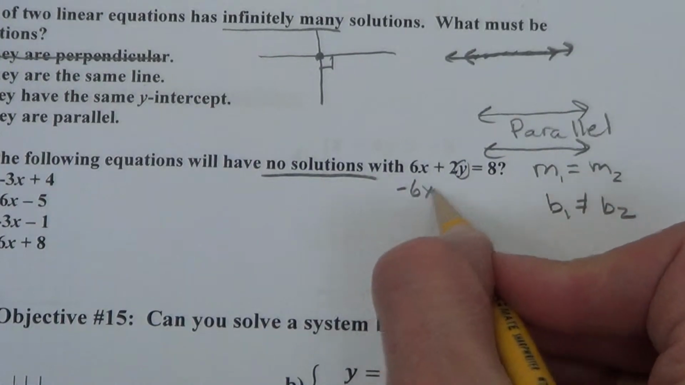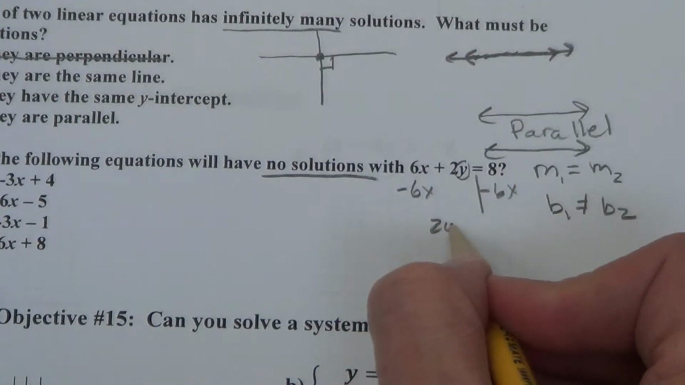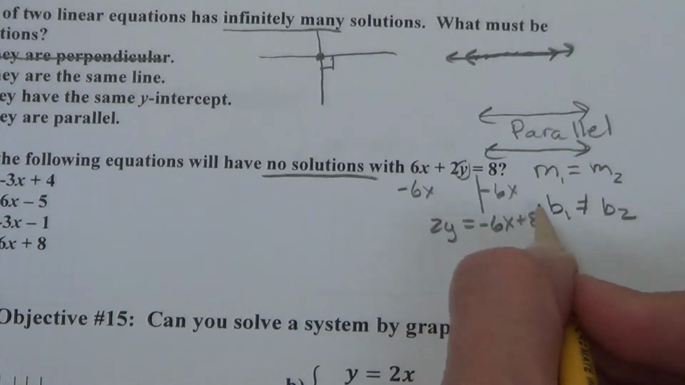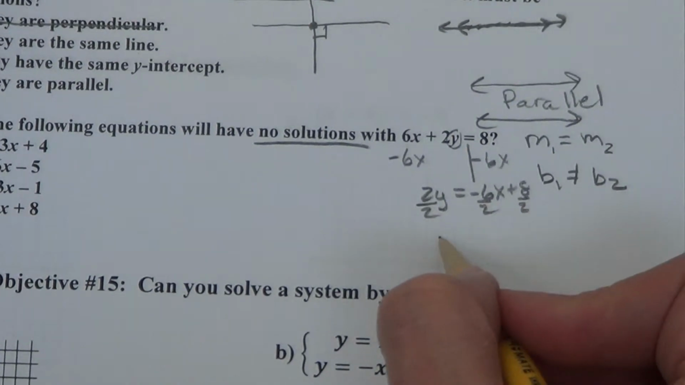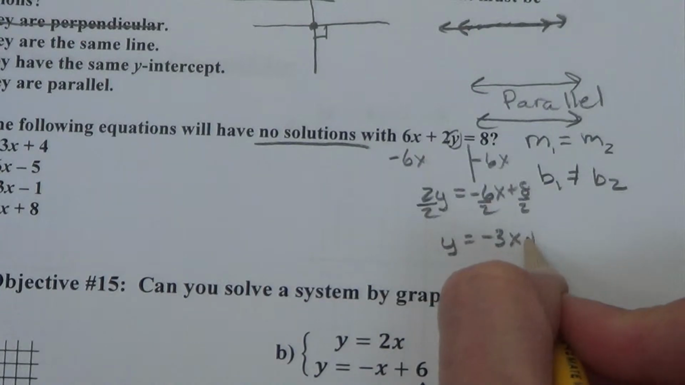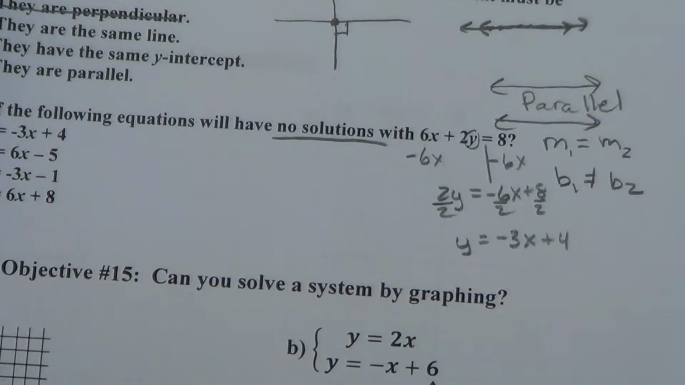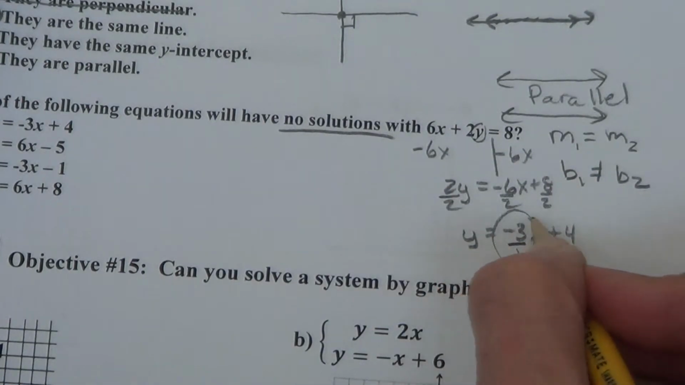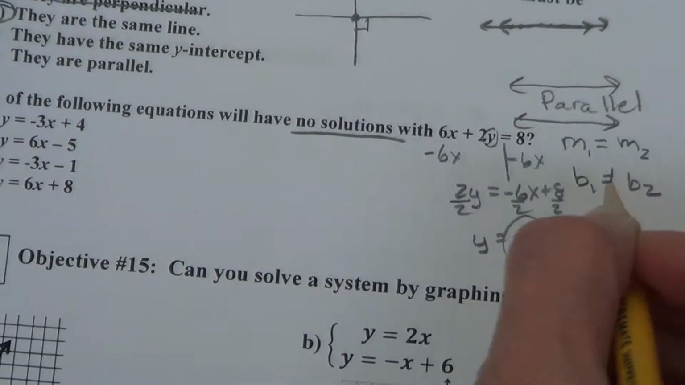Subtract 6x from each side of the equation. We get 2y equals negative 6x plus 8. Now we divide by 2, and we get y equals negative 3x plus 4. Okay, so our slope needs to be negative 3, but our y-intercept cannot be 4.